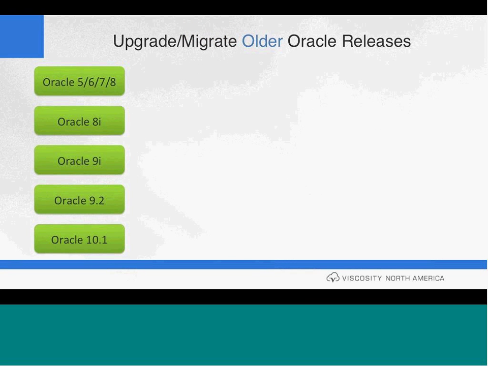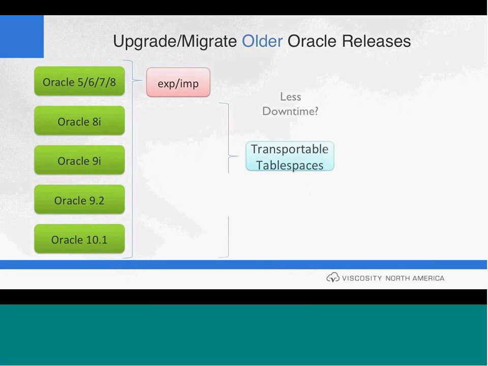So, options for what I call these legacy versions. I've probably seen some Oracle 5, 6, 7, or 8. But for the older versions, going back from 5 and up to 10.1, export import is still a viable option. It's tried and true and very viable, but it takes a long time to do the export, transport that data set, and do the import, right? It's a very legacy way of doing it, but it does work, but it's slow.